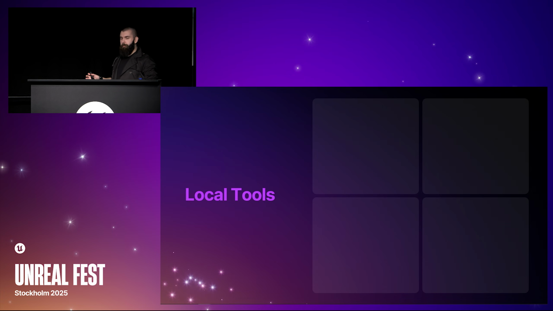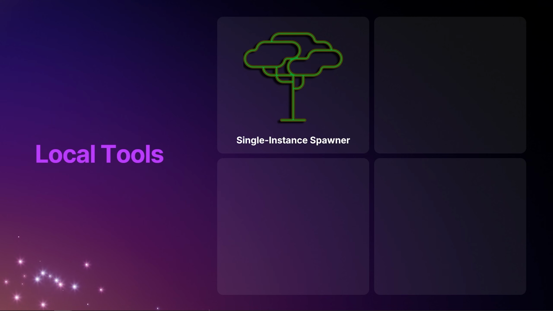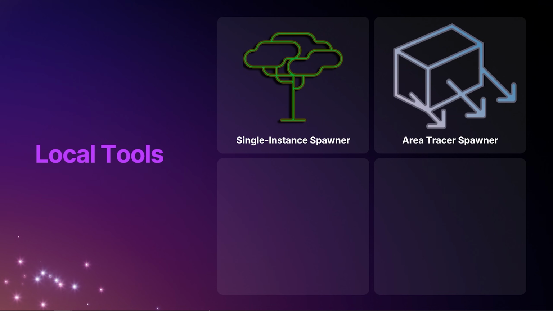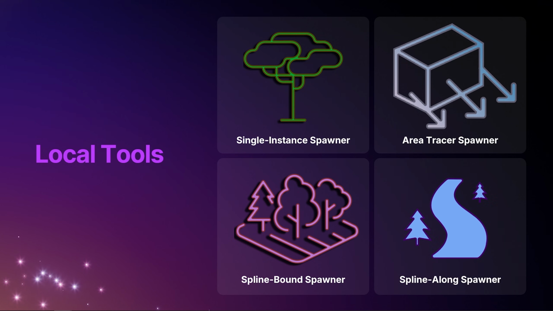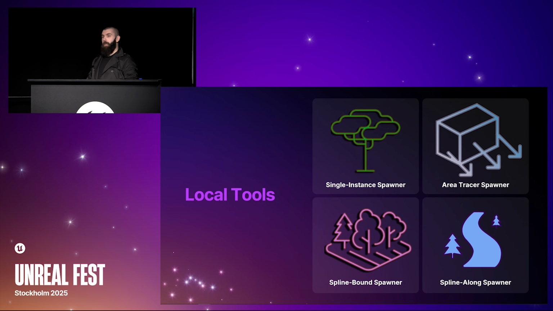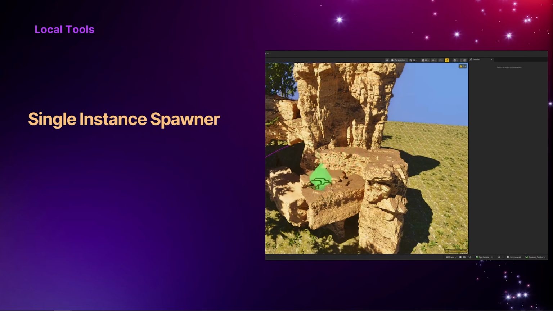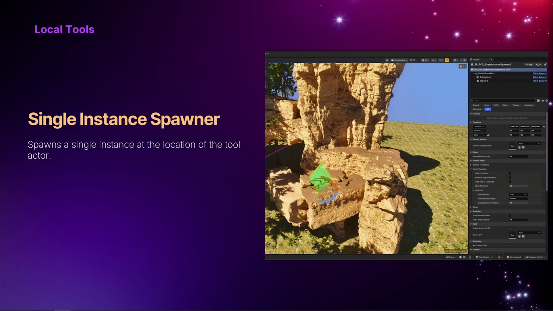Now I'm going to briefly mention the local tools that we have, but later I'm going to talk more in depth about two of them. The first one is the single instance spawner, then the area tracer spawner. I'm going to talk about those two after this slide. But we also have the spline bound spawner, which is a spline-based tool that spawns points within a closed spline, and the spline along spawner, which, as the name suggests, spawns points alongside an open spline. Now, here's a quick video that will showcase how the single instance spawner is used.